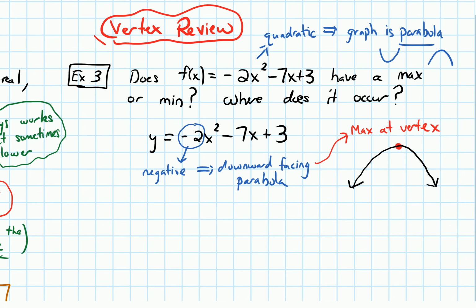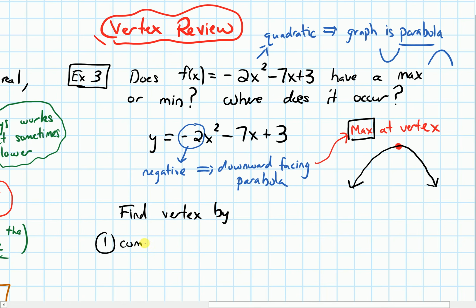Okay, so let me box this: we have a max at the vertex. Now we know that. The second part of the question is, where does it occur? To answer that, we need to find the vertex. I'm going to mention two ways. The first is by completing the square. The other way, and the one that I'll actually end up using, is by using the vertex formula.